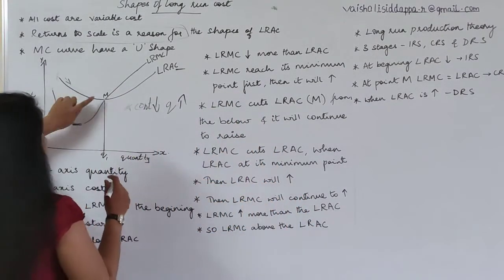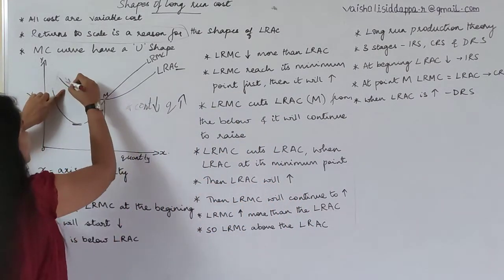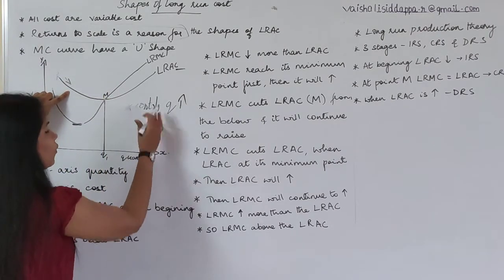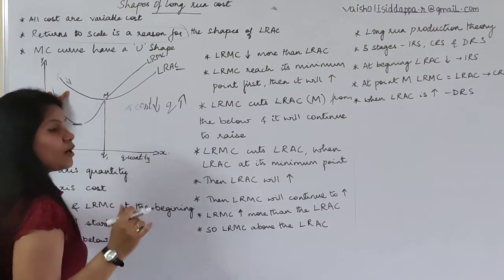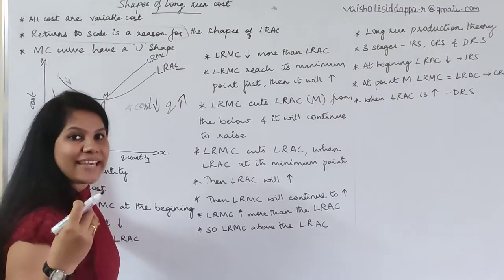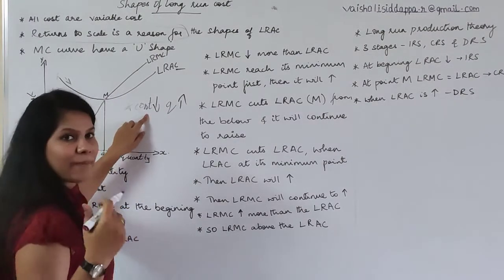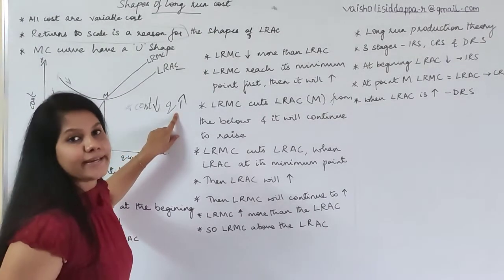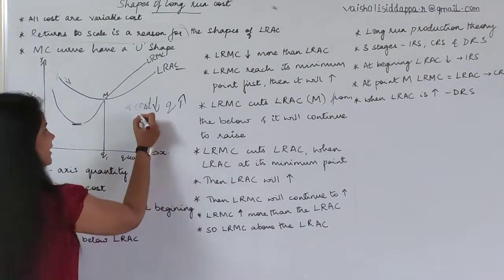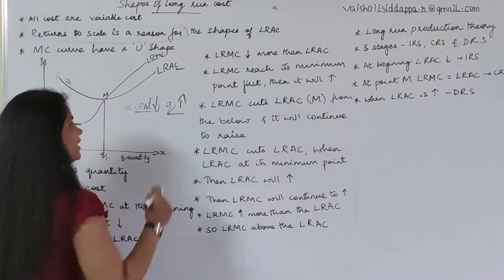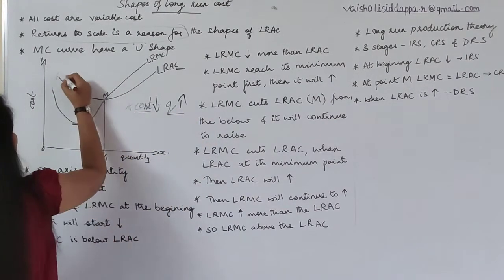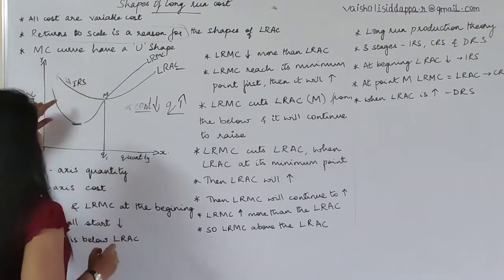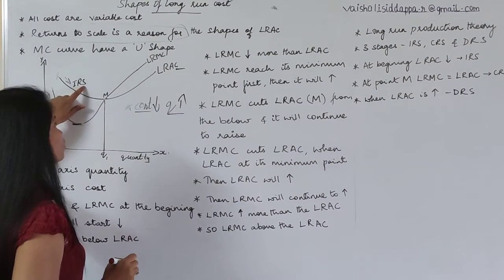So the first stage, before point M, where LRAC is decreasing, cost is decreasing. Whenever cost decreases, for the producer it is a profit making logic. When he is going to make a good profit, he is going to supply more quantity of goods. So automatically cost is decreasing, quantity is going to increase. So this particular stage is nothing but IRS, increasing returns to scale.